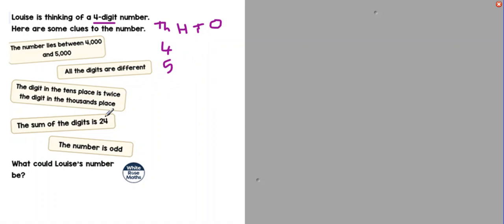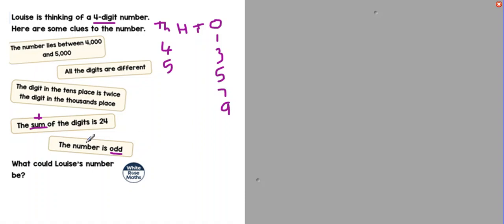The sum of the digits is 24. So remember, what does sum mean? Sum means when you add all of your digits together. So when you add each of the digits together, they create 24. And the number is odd. So it has to end in a 1, a 3, a 5, a 7, or a 9.